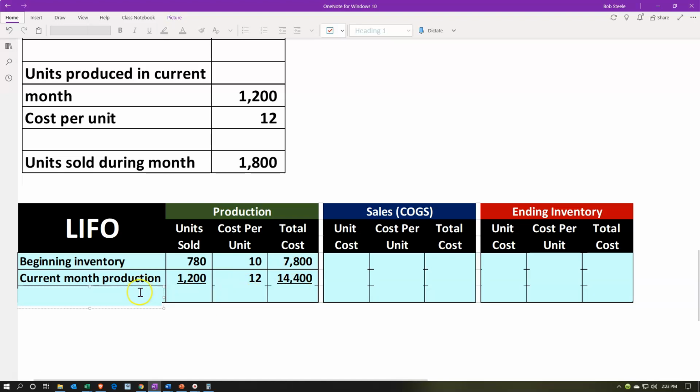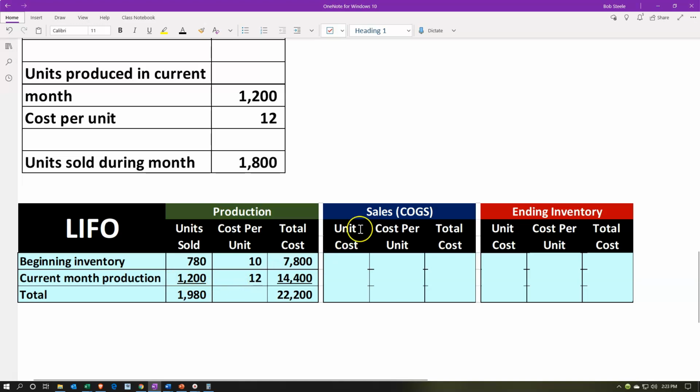Now we have, at the end of the day, the total inventory of 1,980 units, but they had two different costs to them. And that gives us total dollar amount of the 22,200 we had available to sell during the period, meaning this many units, this many dollars worth of units between these two layers. Now, when we sell them, we're going to assume we sold the later ones, which in a period of rising prices would be the more expensive ones.